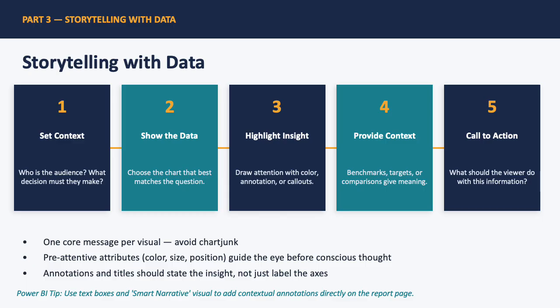Second, pre-attentive attributes such as color, size, and position direct the reader's eye before conscious thought even begins. Use them deliberately. Third, your chart title should state the insight, not just label the axis. Revenue declined 12% in quarter 3. This title is far more useful than a title such as quarterly revenue.